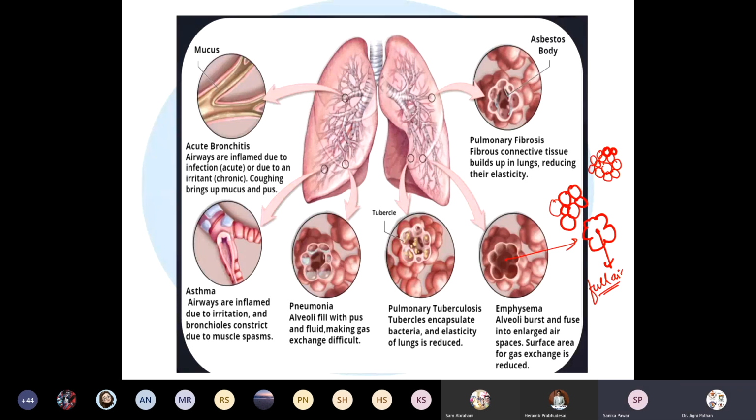Ma'am, in pulmonary tuberculosis, in the spaces, the tubercles encapsulate bacteria, no? Pulmonary tuberculosis. Yes, the alveoli are encapsulated with the bacteria. Which bacteria? Tuberculosis bacteria. Okay, ma'am. Done, everyone. Can we move next? Very simple. Any difficulties to anyone?